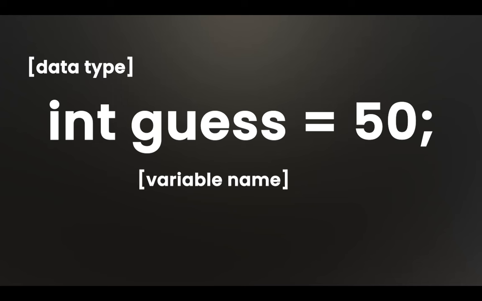In our code, we have this: int guess = 50. Here, int is the data type, guess is the variable name, and 50 is the value inside that variable.